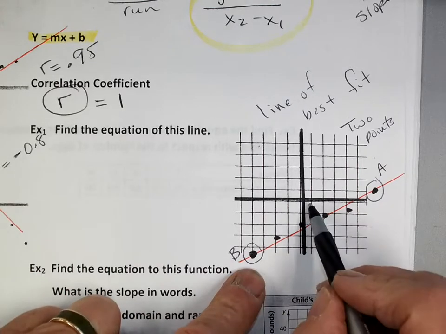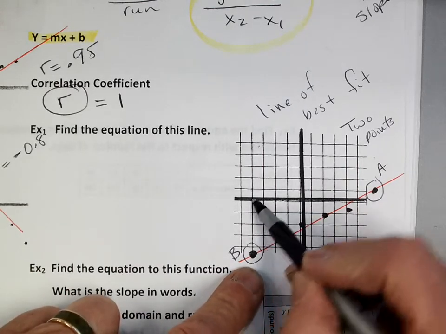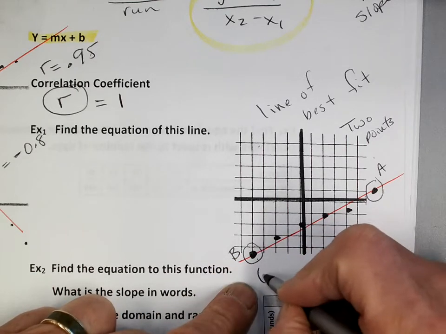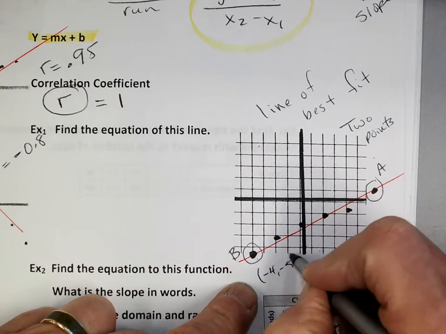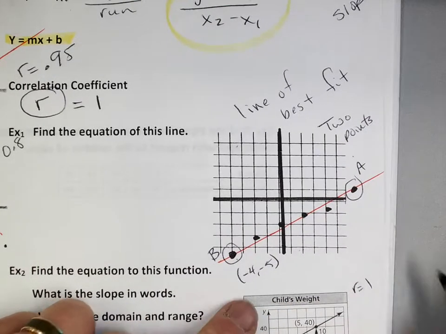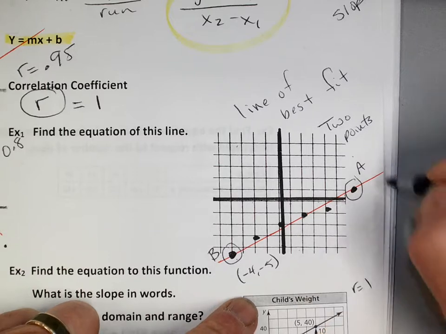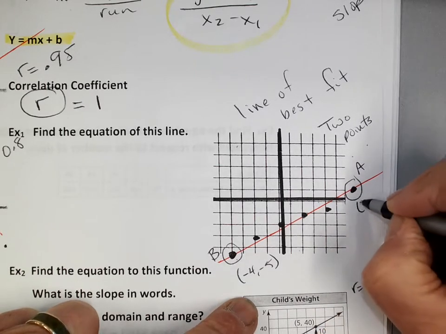So let's see. Now B is like negative 1, 2, 3, 4, 1, 2, 3, 4, 5. So B might be negative 4, negative 5. Point A, let's see. 1, 2, 3, 4, 5, 6, 7, maybe 7, 1, okay?